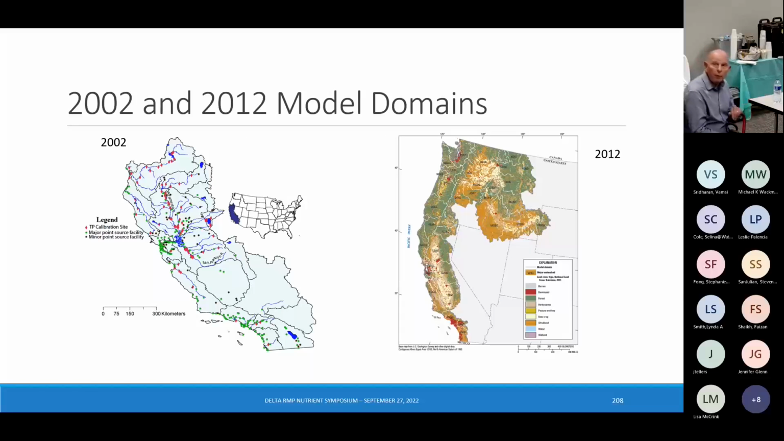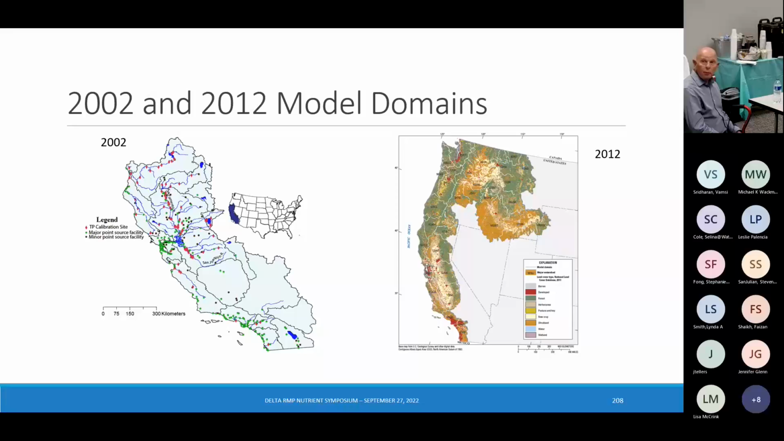All right, so these were our model domains for 2002 and 2012. In 2002, myself and one of my colleagues put this model through for total nitrogen and total phosphorus. And then in 2012, we handed that off to one of our colleagues in Portland, Dan Weiss.